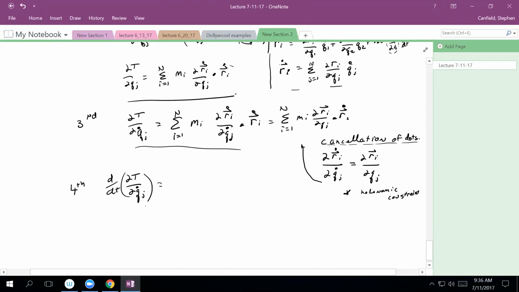All right, so I'm going to take the derivative inside here. I'm going to get two terms, right? So I'm going to get this first: the sum for i equal 1 to n, m sub i. I'll first take the derivative of the first term times the second. When I take the derivative of that, it'll be the partial of r_i vector dot with respect to qj, dotted with r_i vector dot, okay? That was the derivative of the first, the derivative of this thing times that.